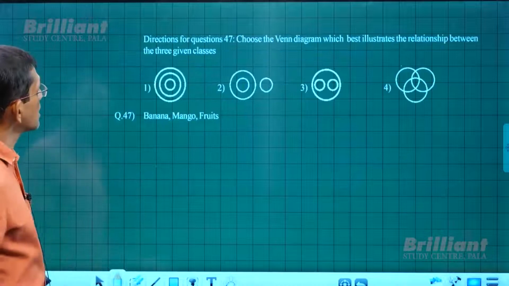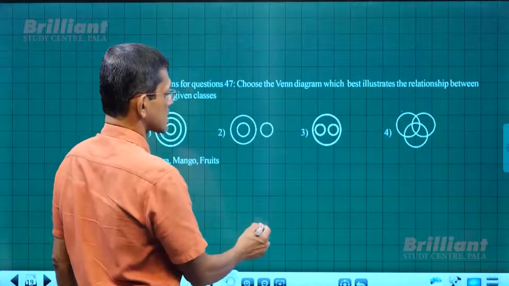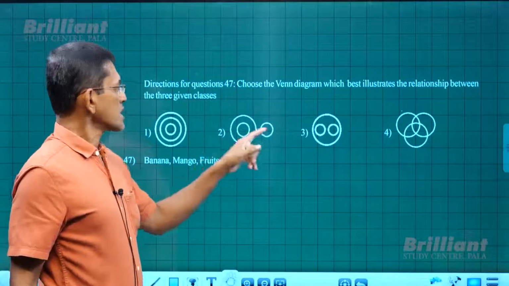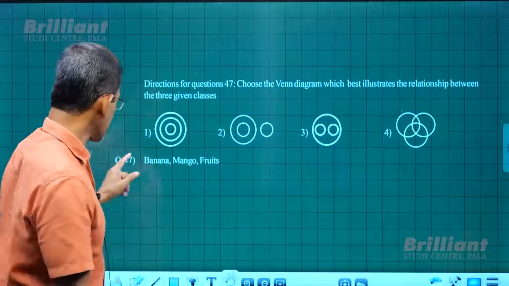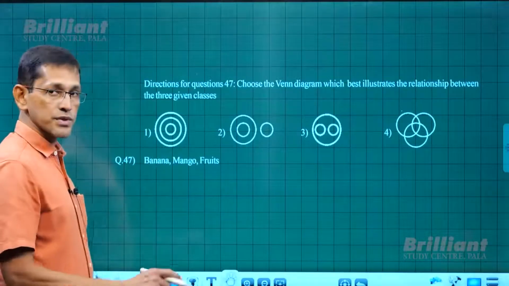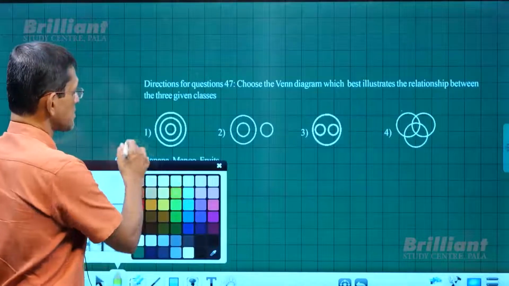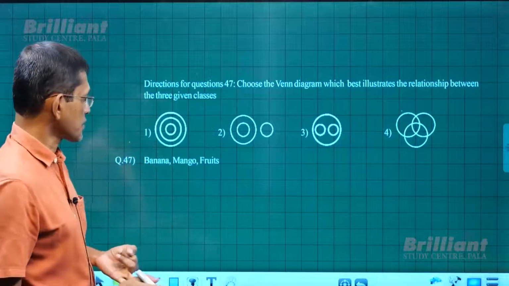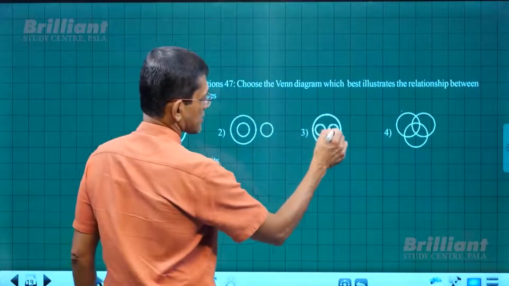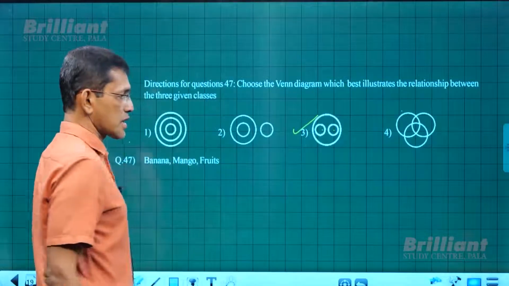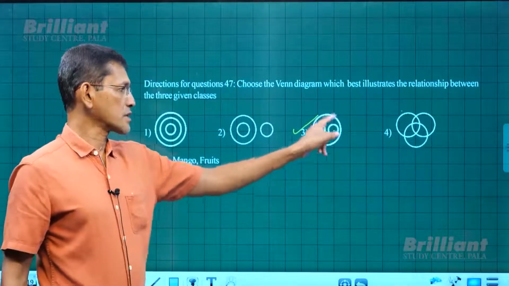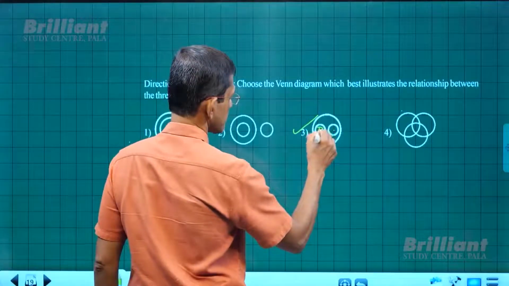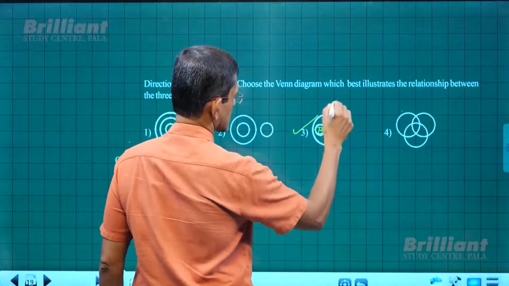Next one. Another interesting set of questions. Choose the Venn diagram which best illustrates the relationship between the three given classes. What are the three given classes? Banana, mango, and fruits. That's pretty simple. We know that banana is a fruit and mango is a fruit. So ultimately, banana and mango must be inside the fruit circle. Fruit is the outer circle and banana and mango are inside. So this is banana, this is mango, and this is fruit.